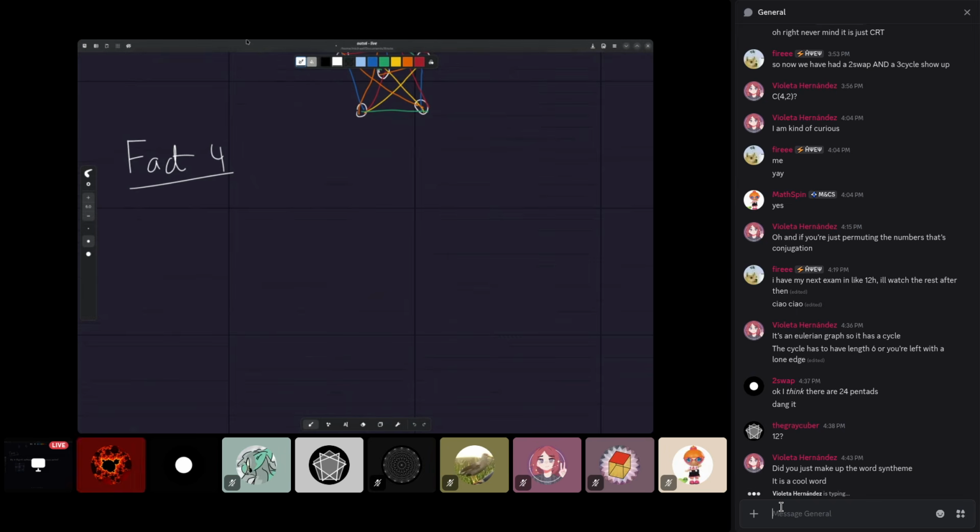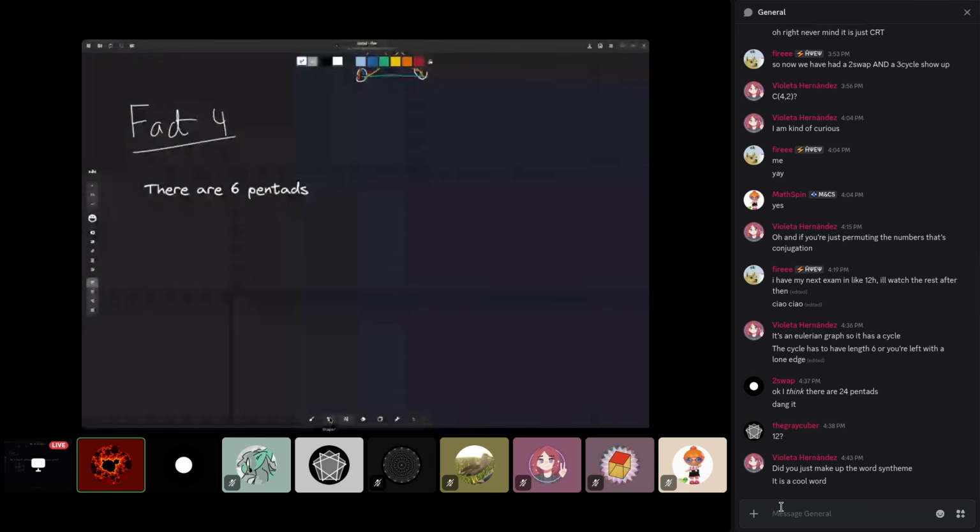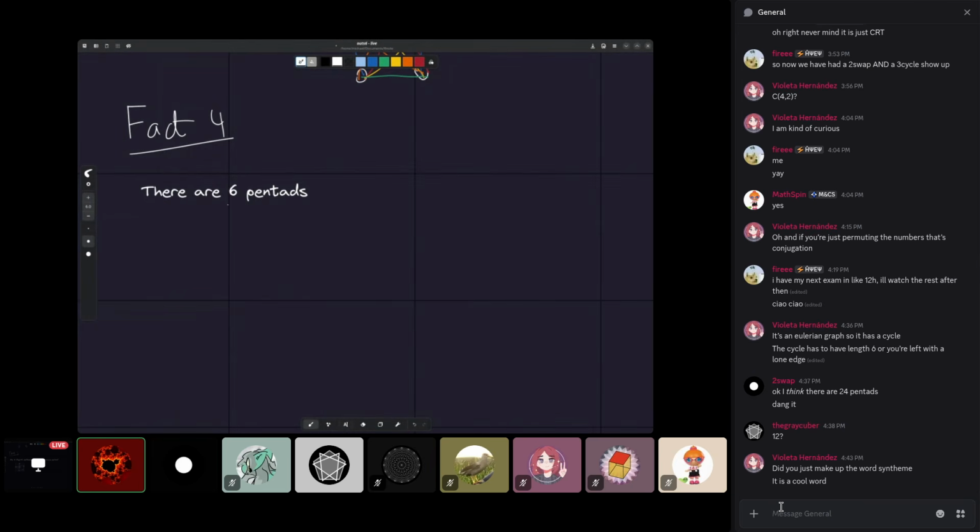Right, fact 4. Any last guesses on the number of pentads? Going once. Going twice. All right. Don't tell me it's the monstrous moonshine number. No, it's not. There are 6. And it's no coincidence that we started with 6 points. We got 6 pentads, and we're doing stuff with S6. But we'll get to that. So why are there 6?